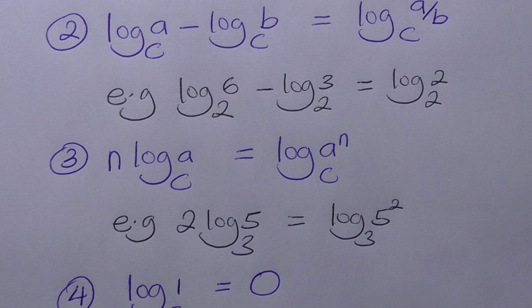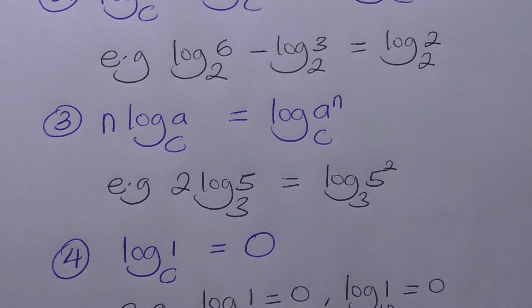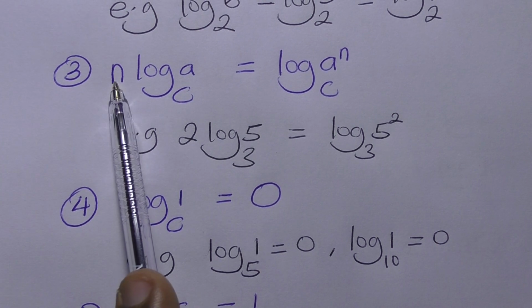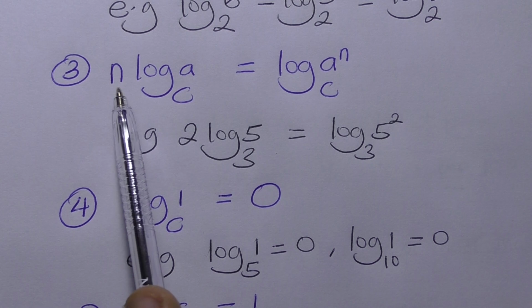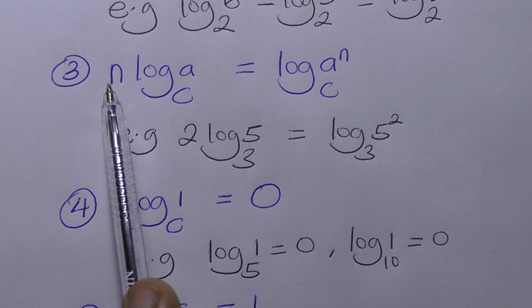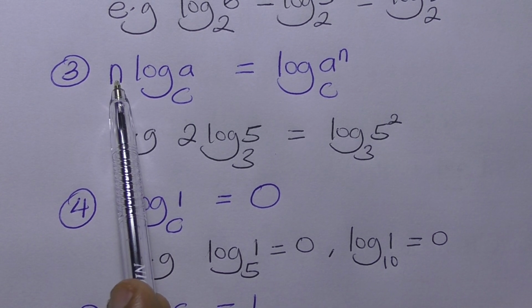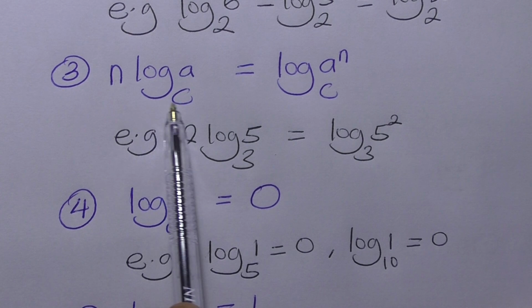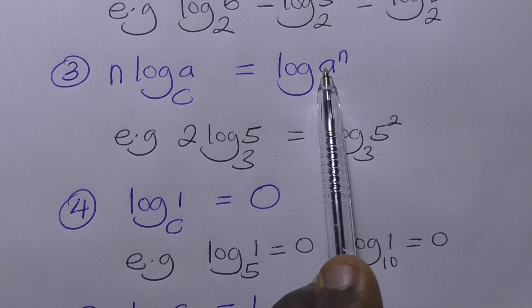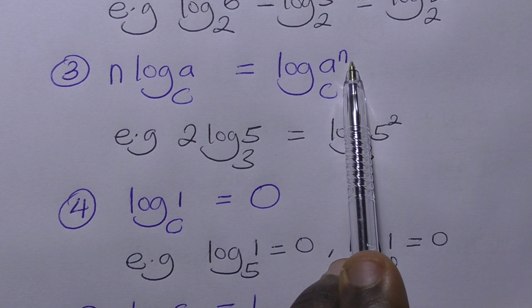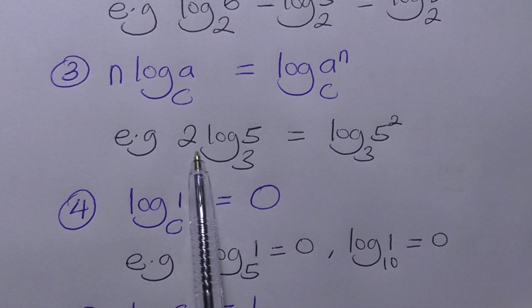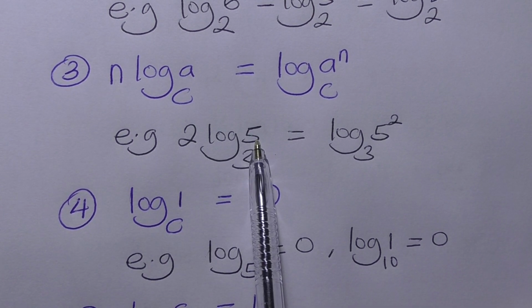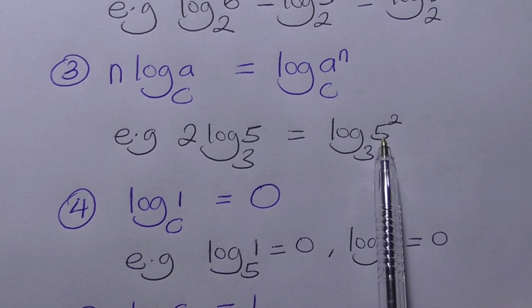Let us come to our third law. In the third law, we see a coefficient of the logarithm, or a figure coming before our logarithm. So if you have such a case, this is how we shall deal with it. We simply take our coefficient as a power of A. That is to say, we shall have log C A power n, where n was our coefficient of the logarithm. E.g., we have 2 log 3 power 5. This 2 will become the power of 5, hence giving us log 3 5 power 2.